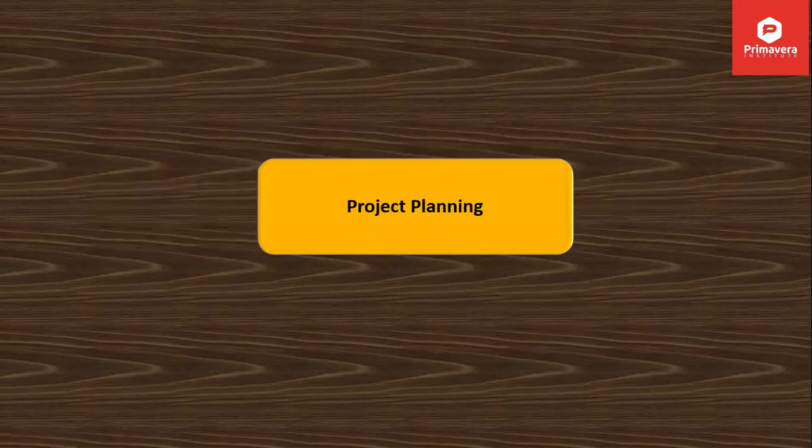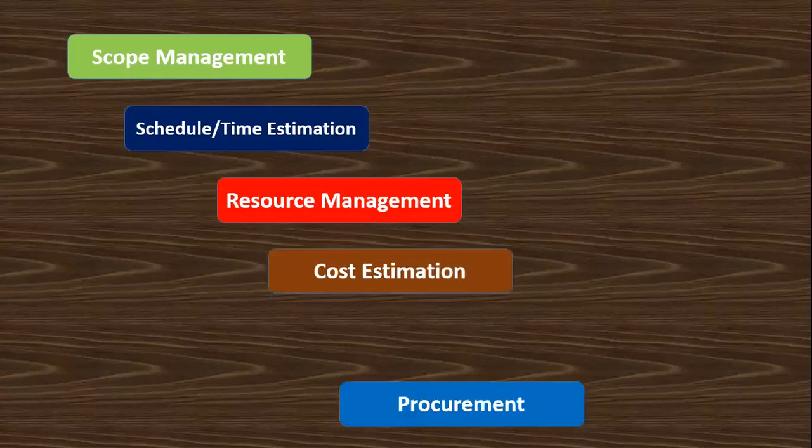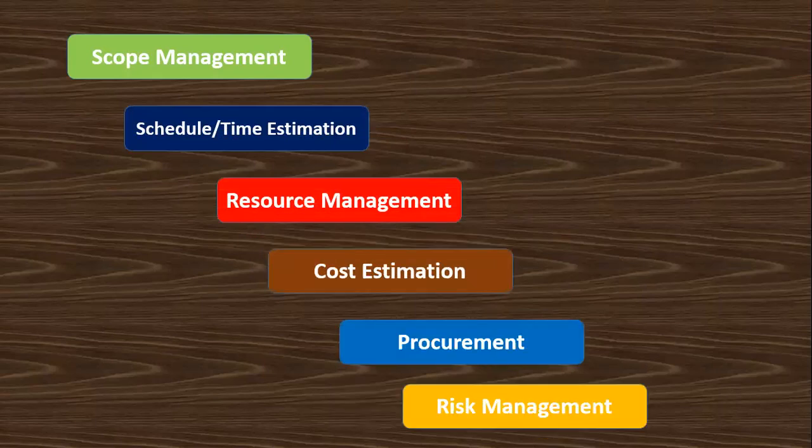This is for the planning engineers. In the planning phase, you must know about scope management, time management or time estimation, resource management, cost estimation or cost management, procurement management, and then risk management. And then you have to integrate all these knowledge areas in Primavera 6. So one by one we will study what is scope management, what is schedule management.